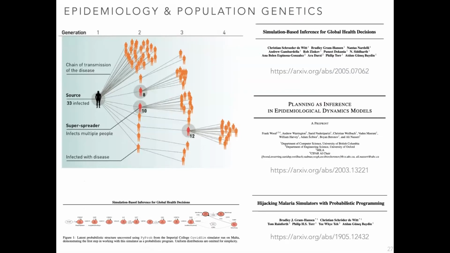More recently, these things have been used in the context of epidemiology and population genetics. Here's a handful of papers. And you can imagine that it's not hard to write a simulator that describes agents out there in the world interacting with each other, that might get infected and spread the disease, or recover, or die, or something like that. But being able to control that simulator to try to match some observational data is what we're providing with these tools.